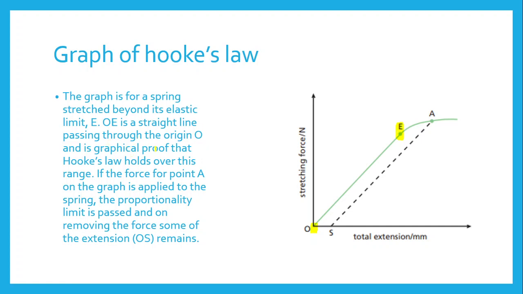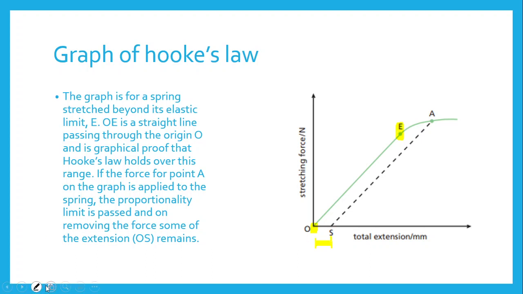It is a graphic proof that Hooke's law holds over the range. Okay, we are going to talk about that. If the force for point A on the graph is applied to the spring, the proportionality limit has passed. And on removing the force, some of the extension, OS, remains.